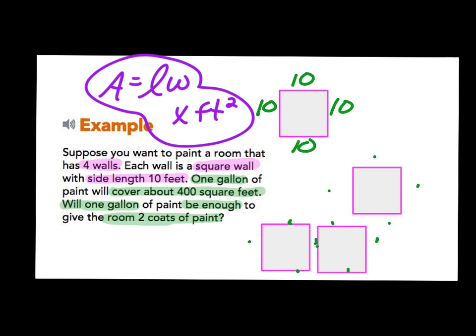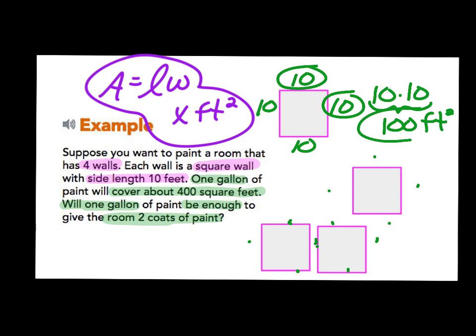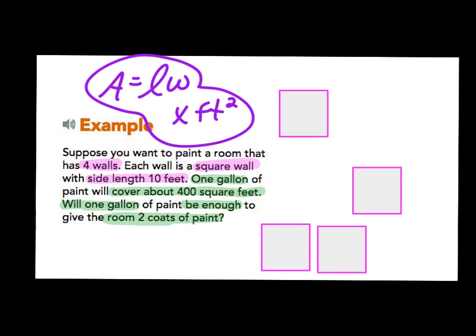All right, well, area equals length times width. Well, of this one wall, here's length, here's width. 10 times 10 equals 100 square feet. So one wall is 100 square feet. Therefore, 4 walls, I need 100 square feet for each one. That means I need 400 square feet of paint.